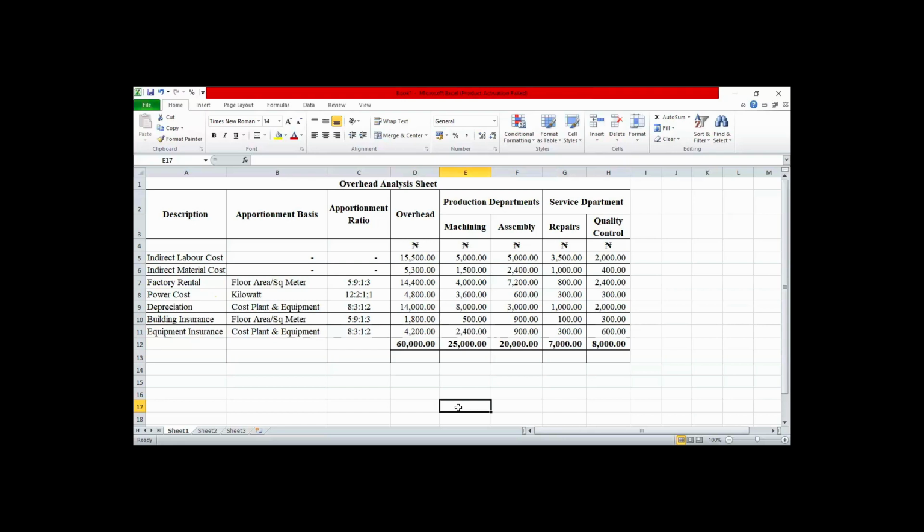So, sir, how do we tell when we have to use direct allocation? Direct allocation will be given to you, saying that the allocation is only peculiar to some department, and that one would have been done at the beginning. Alternatively, they will tell you the departments that are meant to take advantage or that are meant to share that particular overhead.